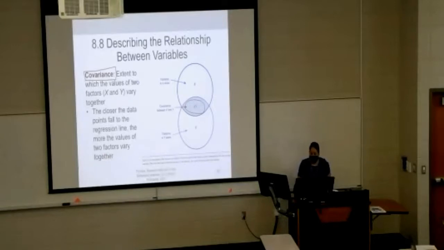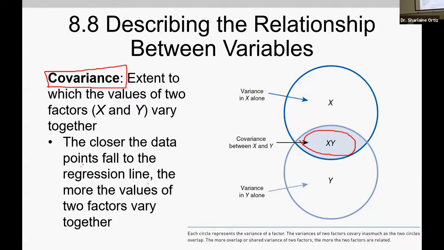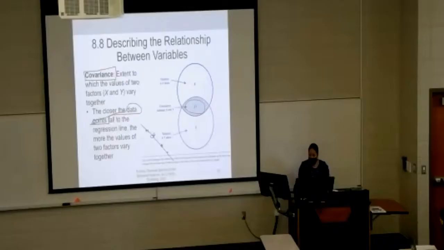But do notice that if we go back to our slides, the closer those data points fall on top of this regression line, the closer they fall to that regression line, we can assume that there is more covariance. We can say there is, in fact, a variance that is occurring with both factors at the same time. So again, the more the data falls on top of that regression line, the more we can assume that there is a covariance between these two factors.